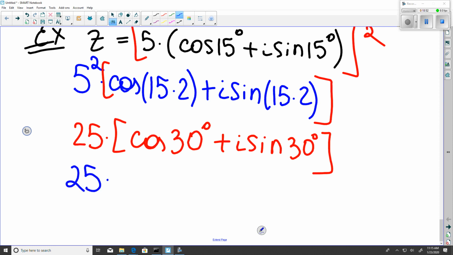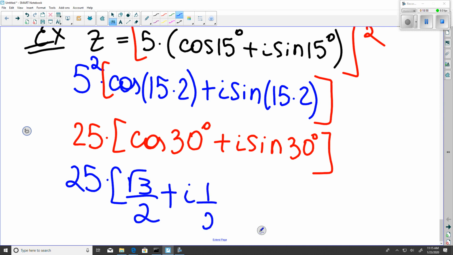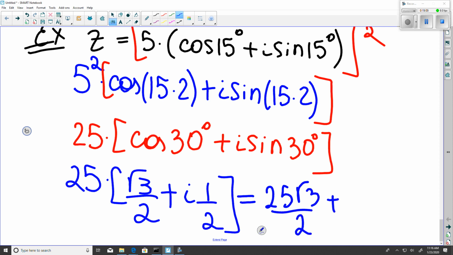25, what's cosine 30? Thank you very much. And what's sine 30? You could stop there, or if you want, you can multiply by 25 and distribute. You can move on and say it's 25 root 3 over 2 plus 25i over 2. That's it.